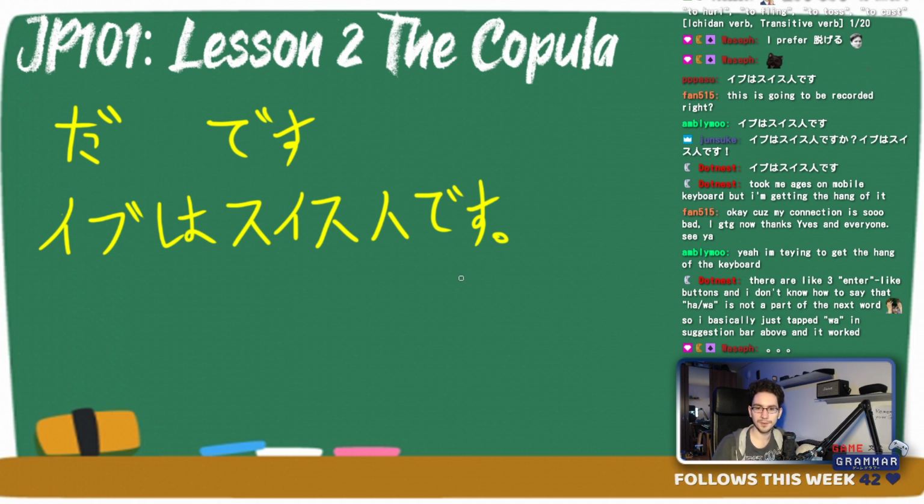There are like three enter buttons. I don't know what to say. Ha wa is part of the next word. So basically just tap wa in the suggestion bar above to make it work. Damn, okay, you need to practice a little with that.